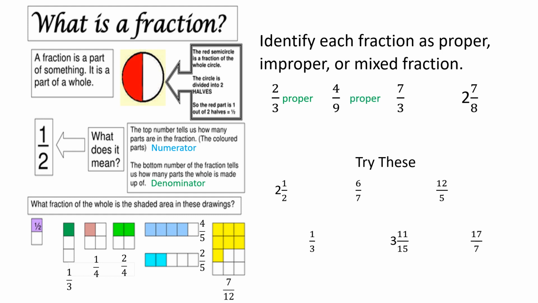But the next one, 7/3, 7 is my numerator. It is bigger than the bottom number. It is an improper fraction. And then the last one here has a whole number and a fractional part, which makes it a mixed number. So you try the 6 below. Pause now.